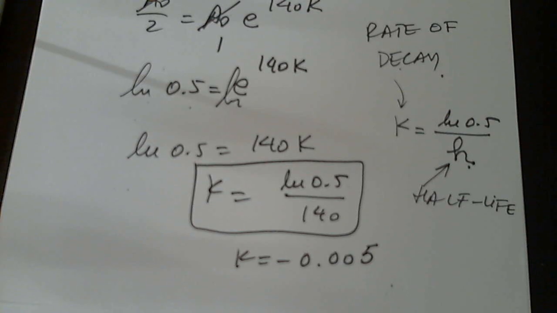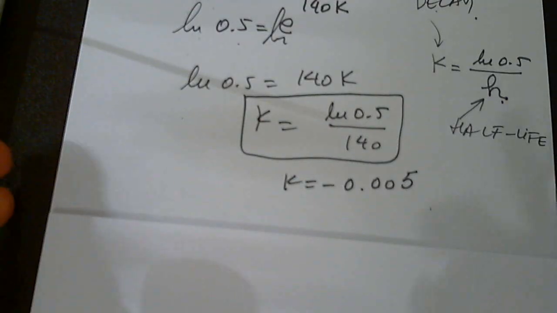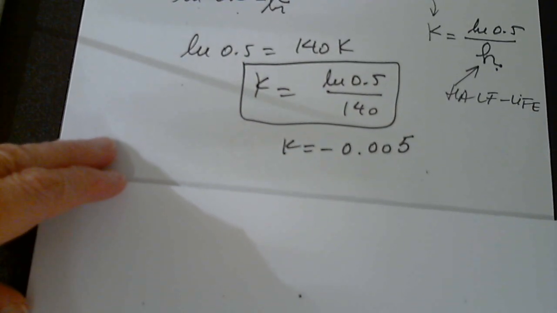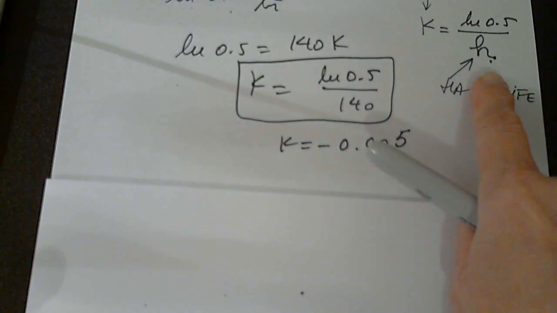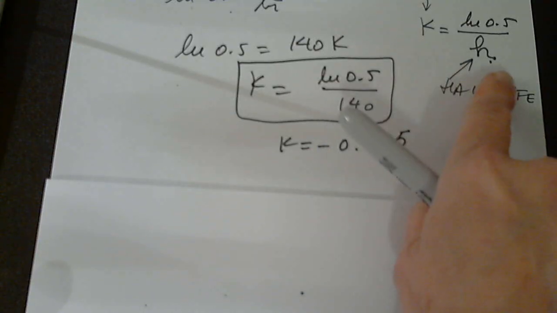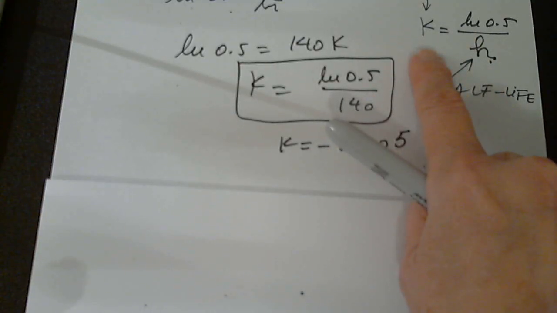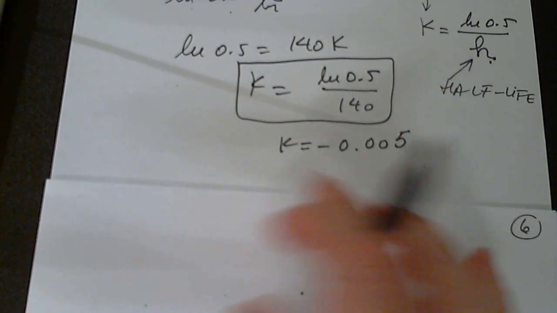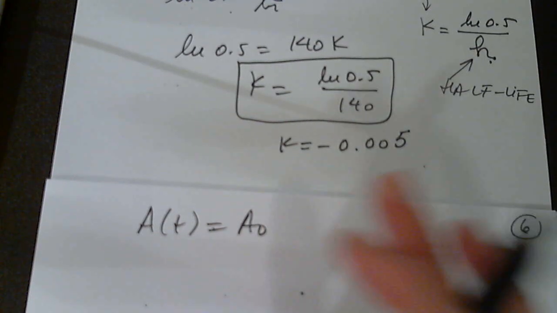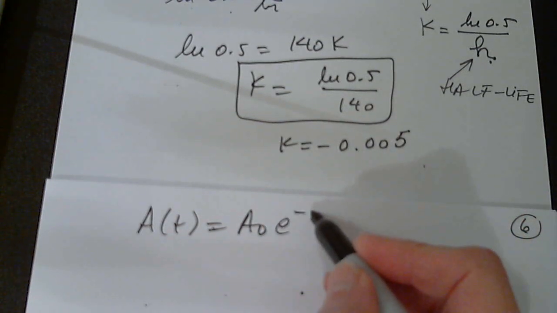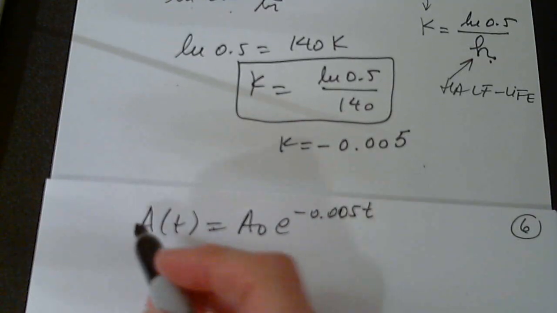Good. Now I put it back in the model as we just did on the exponential growth. As you see, this is absolutely the same model. The steps are the same. The only difference is here, and of course now we know what the half-life is and the formula for the rate of decay. The models are the same. So A of t equals whatever the initial is, which we don't care, e to negative 0.005t. We found the model.